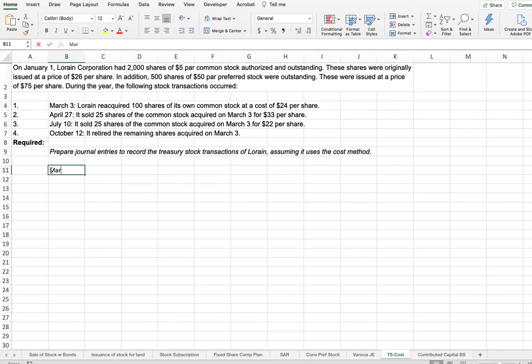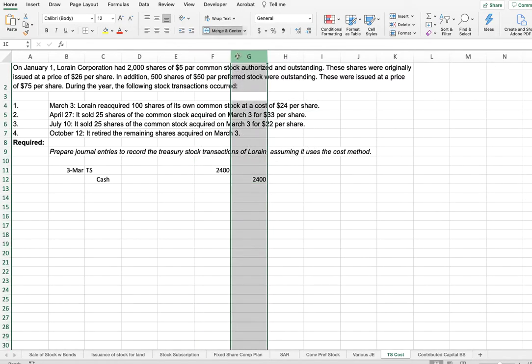So we'll start out with March 3rd, and we're reacquiring 100 shares at a cost of $24. So we're going to debit our treasury stock and credit cash, and that's going to be for the 100 shares at $24. And let me go ahead and make these number formatted.